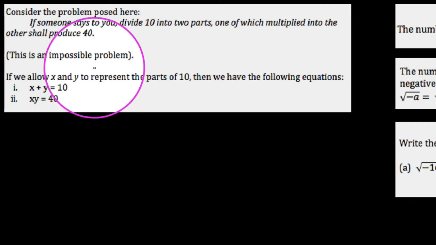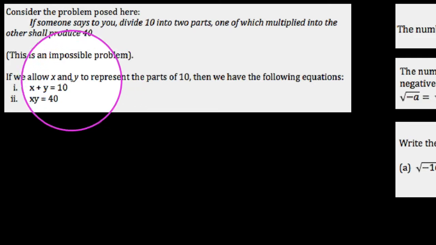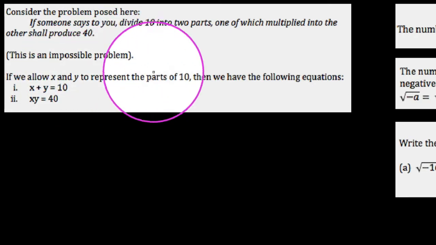1 plus 9 adds up to be 10, but doesn't multiply out to be 40. You can say like 2 plus 8. They add up to be 10. They wouldn't multiply out to be 40. This doesn't exist. Okay, so it's an impossible problem. But we can actually solve this.